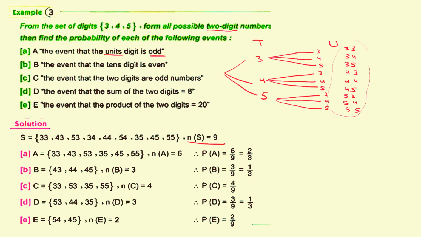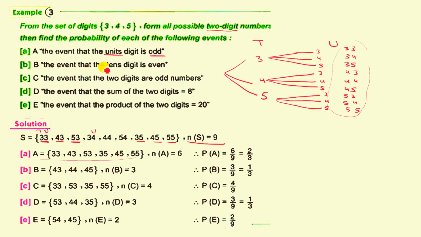We look in the sample space at the odd units. Here the units is odd, this is units and this is tens, so 33 and 43 work, the units is odd. 34, the units is even, so it doesn't work. Here also no, here no. 35 works, 45, all of these have odd units. So those with odd units are 33, 43, 53, 35, 45, 55, and we write them in a set. How many elements in this event? 6 elements. So the probability of A is 6 over the number of elements of the sample space, 9. In simplest form, 2 over 3.